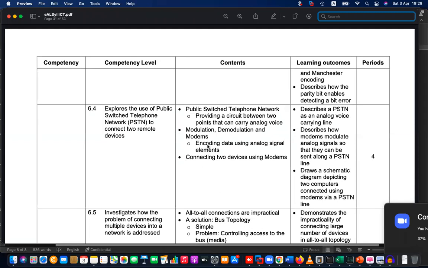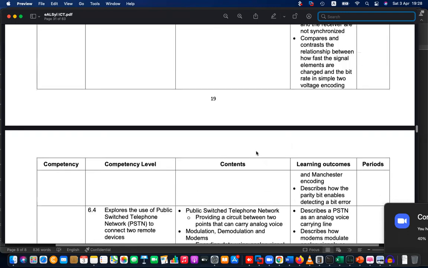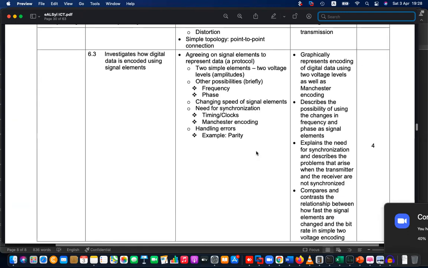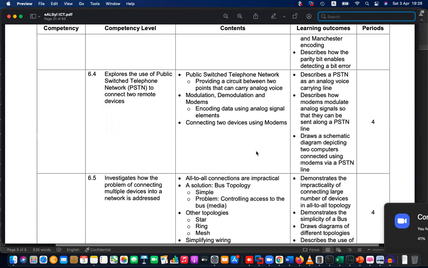theoretical areas like modulation, demodulation, and PSTN network, ADSL, DSL. We will discuss that as well. 6.2 and 3 will be finishing, 6.3 and 4 will be finishing next week.